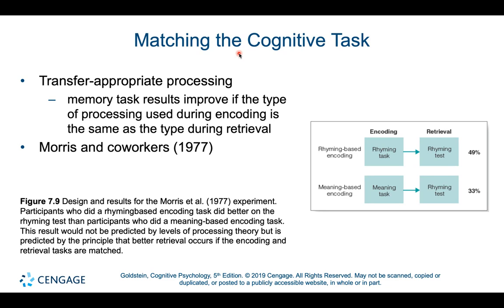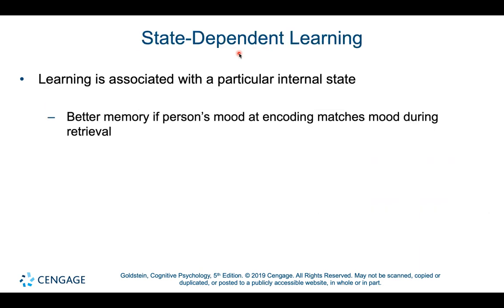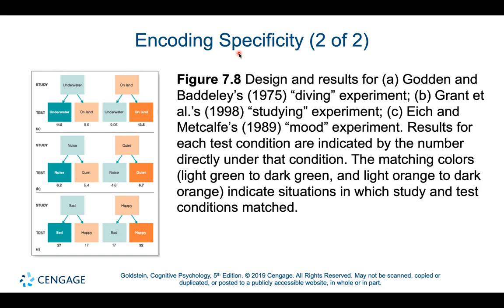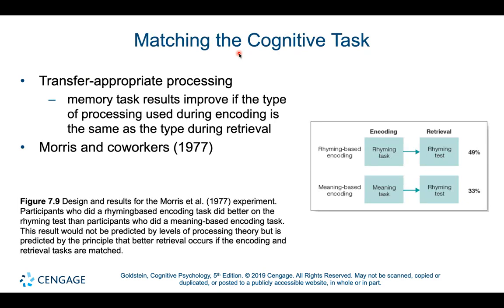Our next example of a factor that impacts the successfulness of retrieval is called transfer appropriate processing. That's a super big, long, fancy name for basically saying if you're doing a similar task at retrieval as you were at encoding, memory is better. That's it. If you're doing a similar task, so it's perfectly analogous to encoding specificity, state dependent learning.